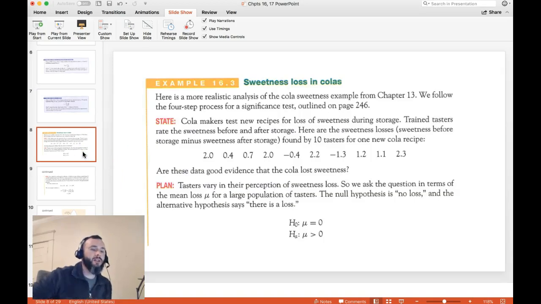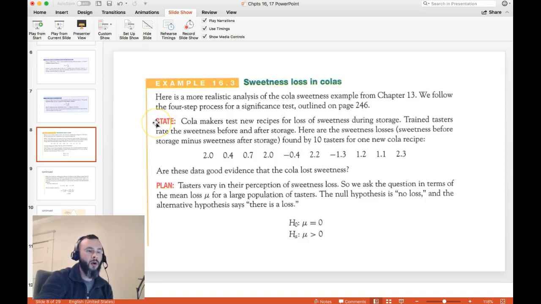So let's go back to the sweetness loss example that I had included in the chapter 13 and 14 PowerPoint. Since the standard deviation for the population, sigma, is rarely ever actually known, here is a more realistic analysis of the cola sweetness example from chapter 13. This is more realistic because we're not relying on the fact that we know or don't know sigma.